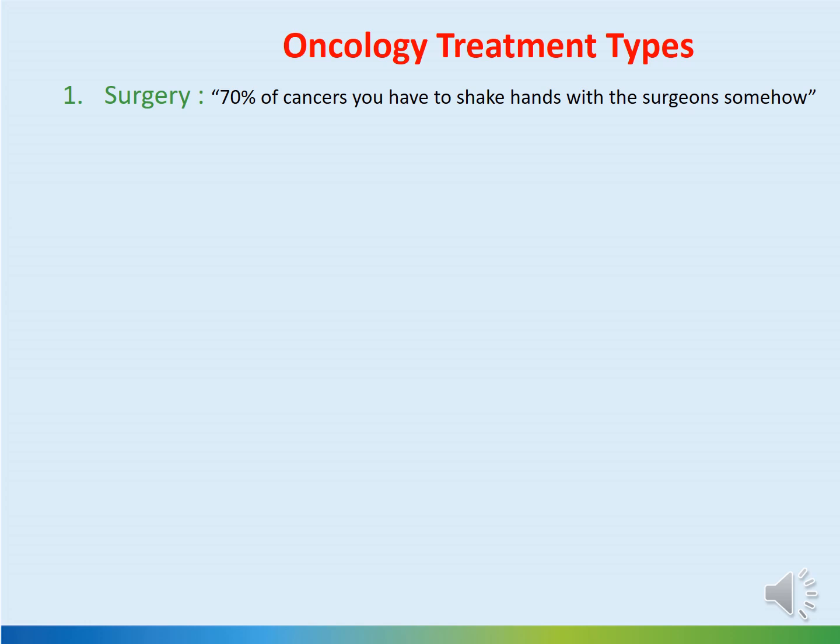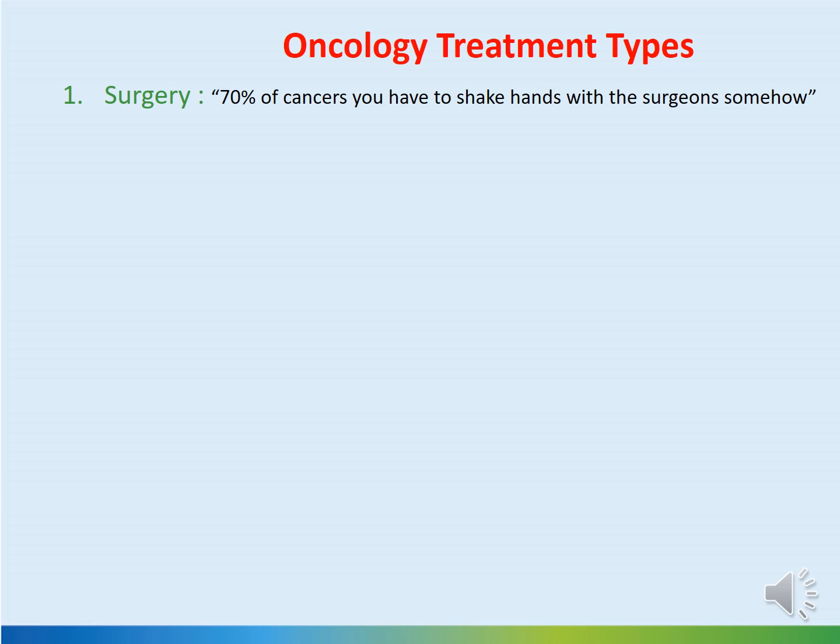And actually, there is one famous sentence that in 70% of cancers, you have to shake hands with the surgeon somehow. What does that mean? In most cases, surgery is a main part of the treatment. In some situations, maybe there is no role for surgery as a curative treatment, as we will see later, but maybe surgery has a role in making the diagnosis, maybe for biopsy, maybe as a palliative treatment. Few tumors actually have no role for surgery.